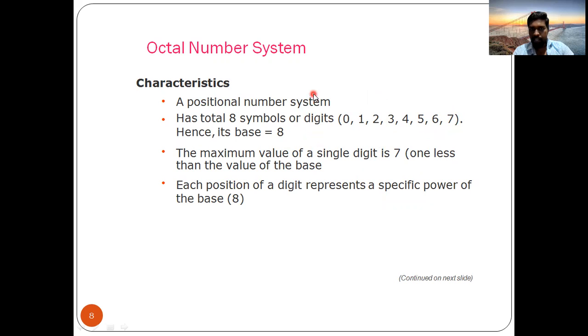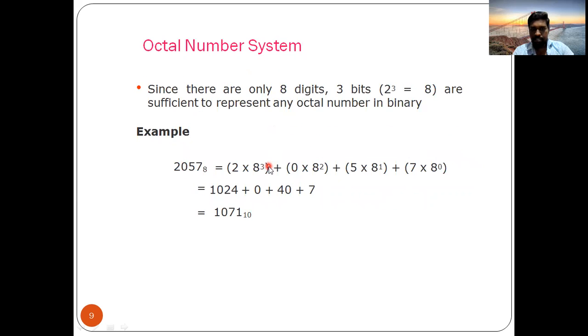Okay, so how will the base be? Base power n, meaning 8 power n, is the scaling factor here. See, 8 power 0, 8 power 1, 8 power 2, 8 power 3, like that 8 power n will be there in the given number. So if you take this octal number and want to convert it into decimal, you multiply with the scaling factor, and that scaling factor will be in the form of base value power n.